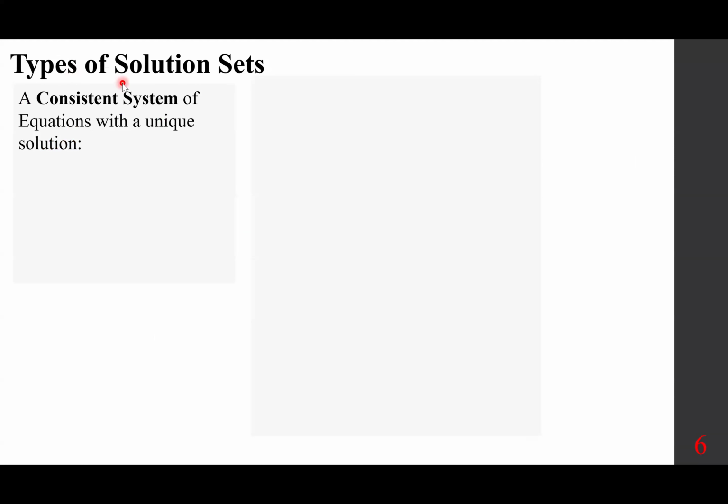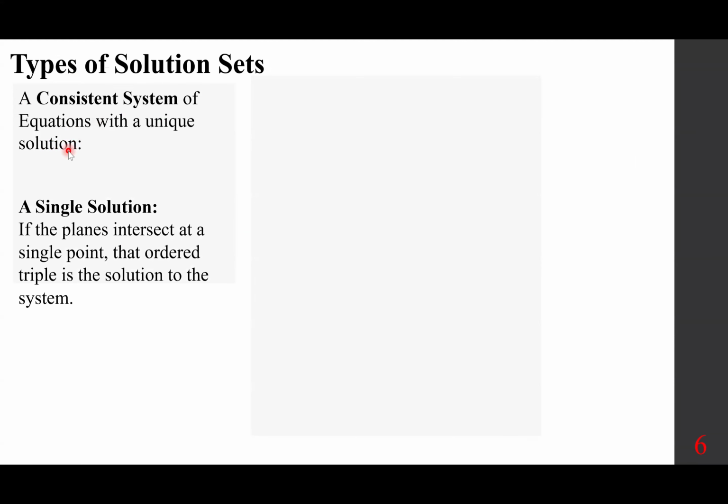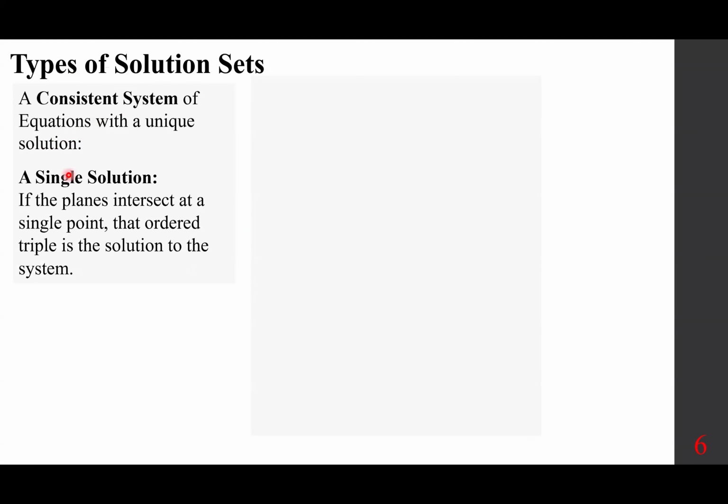Types of solution sets: a consistent system of equations with a unique solution. A single solution if the planes intersect at a single point. That ordered triple is the solution to the system, looking like that. So you have one point where they all come together.